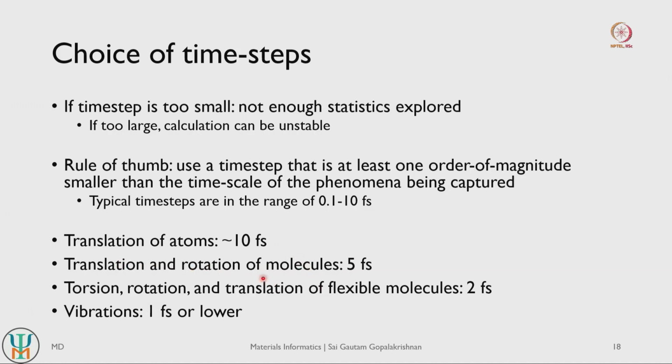If you are considering molecules and looking at both translation and rotation of molecules, then you need to reduce this a little more, maybe about 5 femtoseconds. If you are looking at torsion also in the case of flexible molecules, then maybe you need to reduce this even more. And if you are looking at pure vibrations, if you want to model, let's say, some kind of phonon spectrum or vibrational modes, vibrational frequencies and so on, then you probably need even more accuracy. So you probably need to go to about 1 femtosecond or even lower, right. So these are the rough rules of thumb.